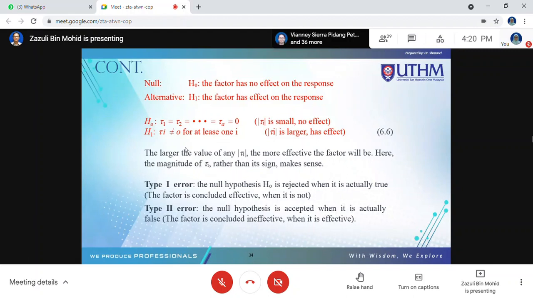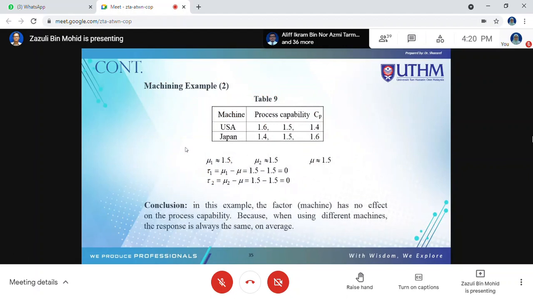There are also different types of error here in analysis, whether we want to reject H0 or whether we want to accept the null hypothesis. From here, let's see, we have another machining example. We have another data here.